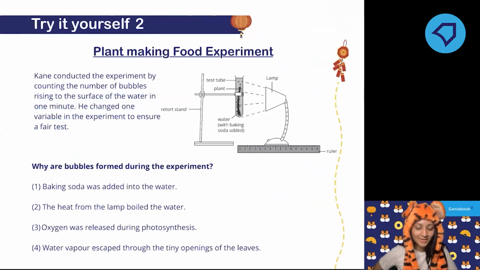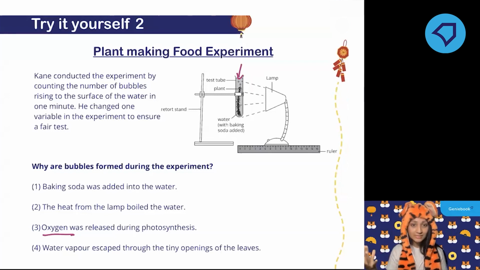Yeah, so there are bubbles being formed. Do you see these little bubbles here? So what do you think is that bubble that is being formed when photosynthesis has taken place? Ooh, wow, not bad. So you're able to tell me that the gas or the bubbles that is being produced is actually oxygen. Yeah, so the more bubbles you see means the more oxygen being released, means the higher the rate of photosynthesis.